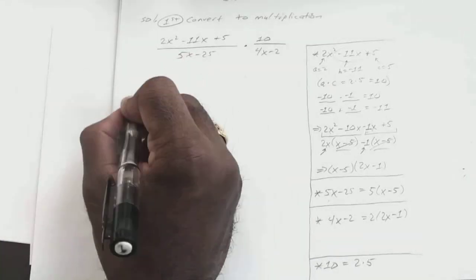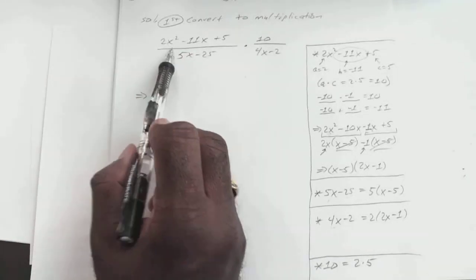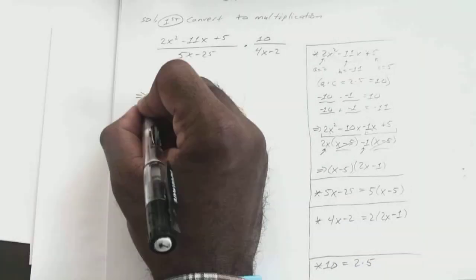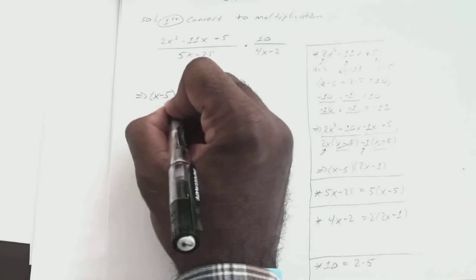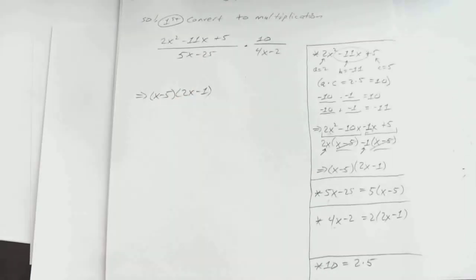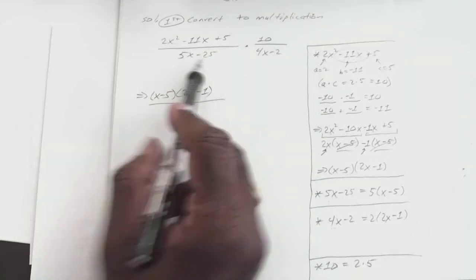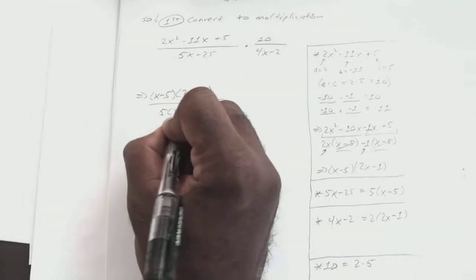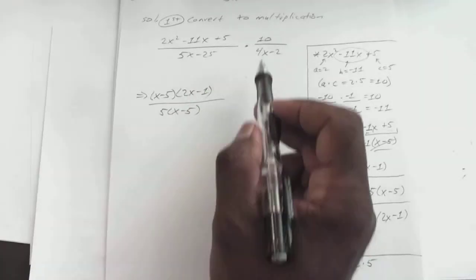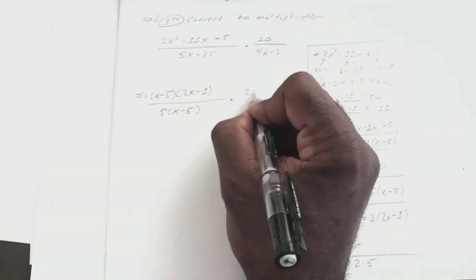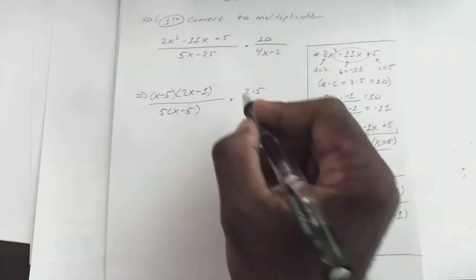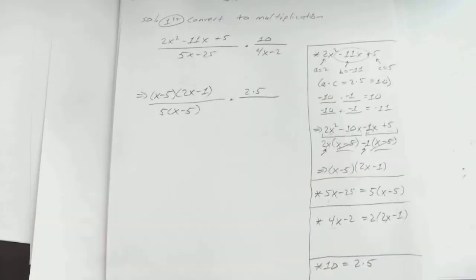Okay, so that means we have our 2x squared minus 11x plus 5. We know that's x minus 5 times 2x minus 1. Our 5x minus 25, we know that's 5 times x minus 5. 10, we can just make that 2 times 5, or you could leave it as 10 and just cancel out any way you're comfortable. And 4x minus 2, that's 2 times 2x minus 1.